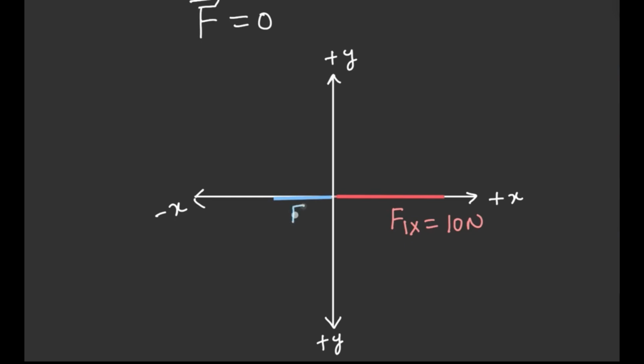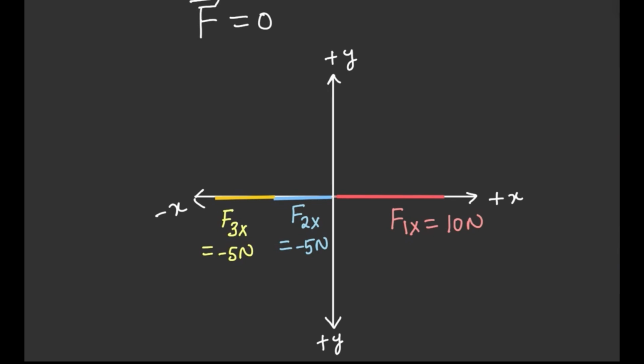This is F2x. It is equal to minus 5 newtons. Now we're drawing the x component of vector F3. This is minus 5 newtons as well. I know my drawing is not perfect, but hopefully it is making sense to you. Here we go. Next, we are going to draw the y components of vectors F1, F2, and F3.